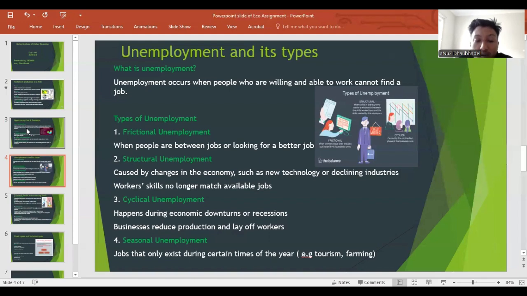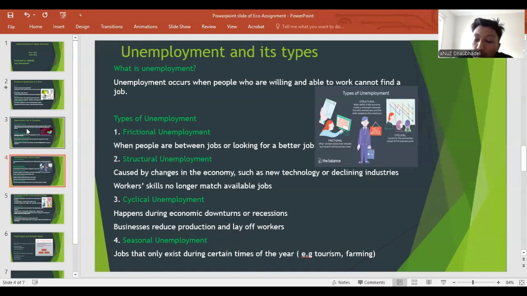The second one, structural unemployment, is caused by changes in the economy. For example, new technology or declining industries can make worker skills no longer match available jobs. Cyclical unemployment occurs during economic downturns or recessions. Businesses reduce production and lay off workers, increasing unemployment.